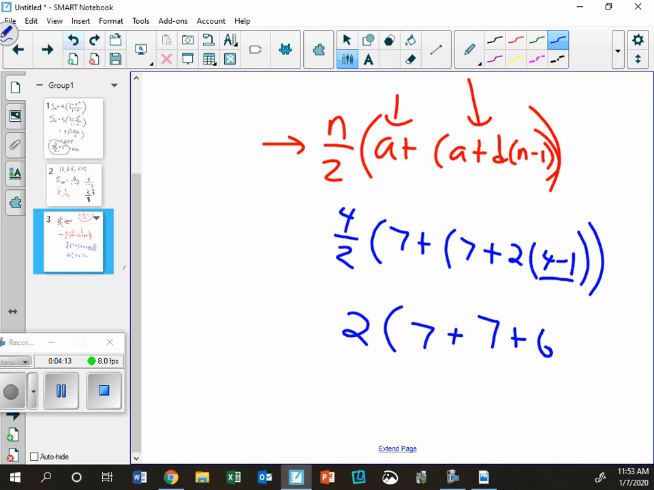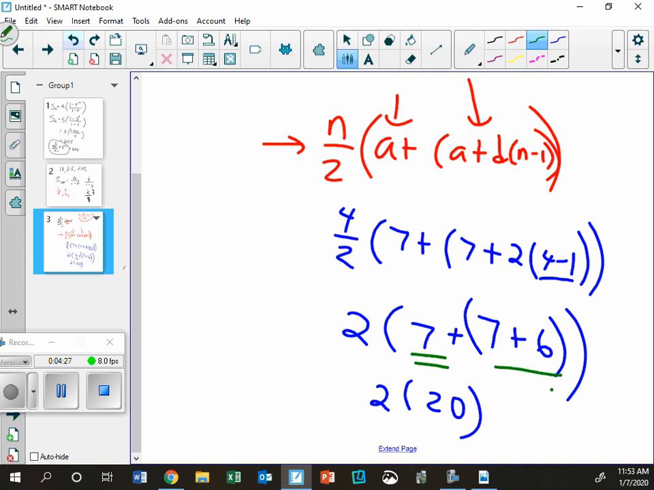Three times 2 is 6. I was careful not to destroy the order of operations there. And this is 2 times, in the end, 20. Why did it work out that way? Because it's supposed to be the first plus the last, and then you add them all up. And then there would be 2 sets of those 2. That's why we do 2 times the 20, which makes 40.